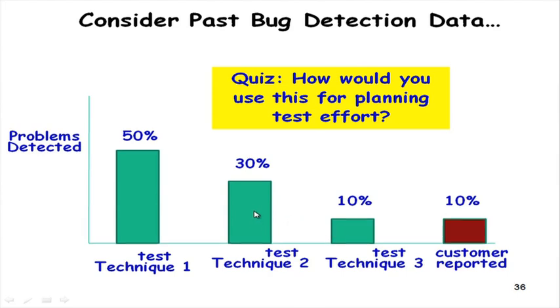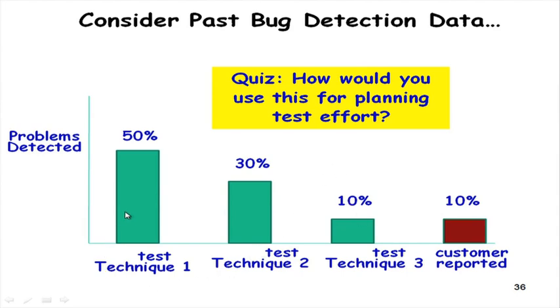So, the first one detected 50% of the problems, second one 30%, third one 10%. So, how would we plan the test effort? Here also the answer is easy.